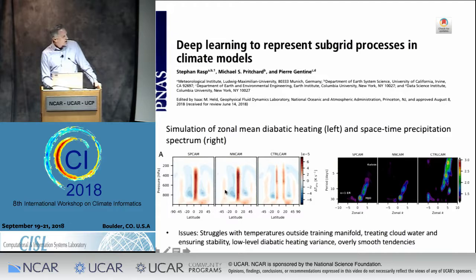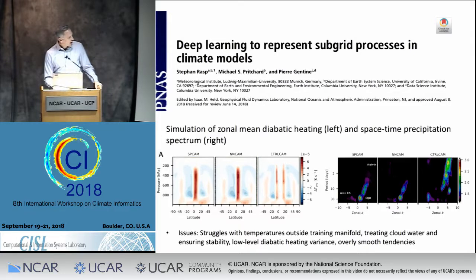This bottom left plot shows latitude on the bottom x-axis and pressure on the vertical axis, so we're going up in height as we go up this plot. The colors are what we call the zonal mean diabatic heating tendency in various models here. Essentially, if you average around an entire latitude belt, you get the zonal mean. And so this shows the latitude averaged mean diabatic heating.